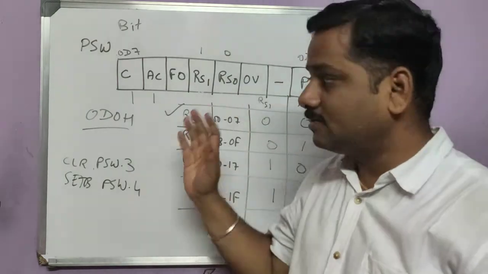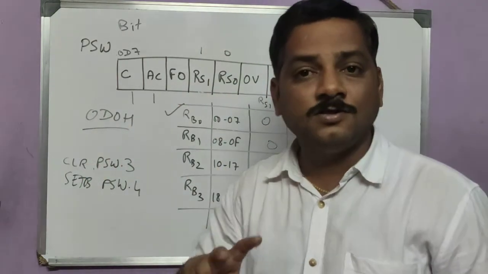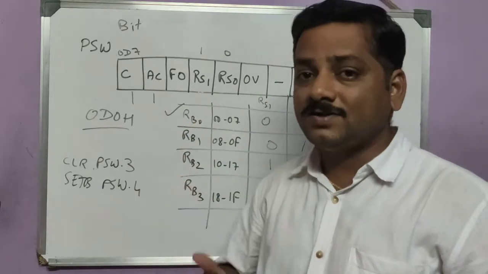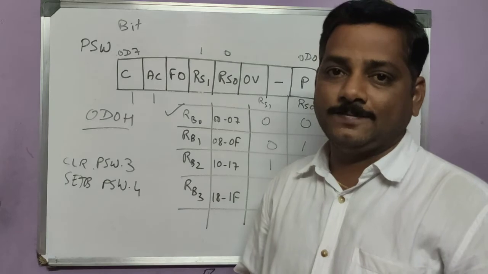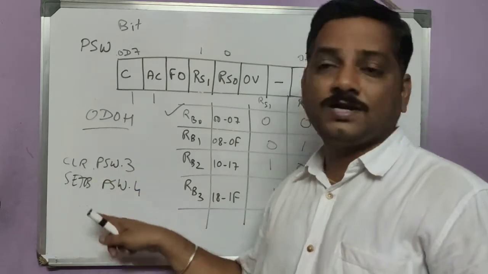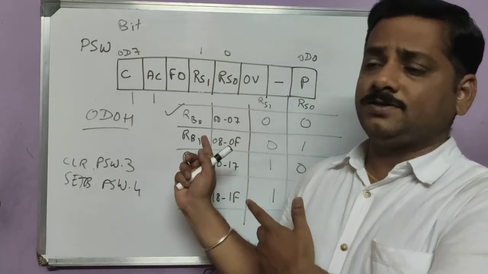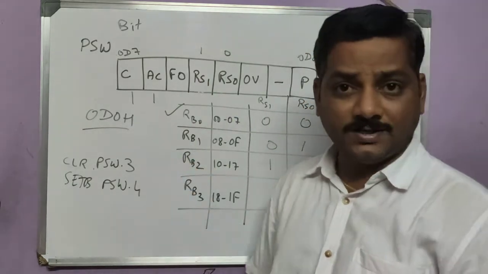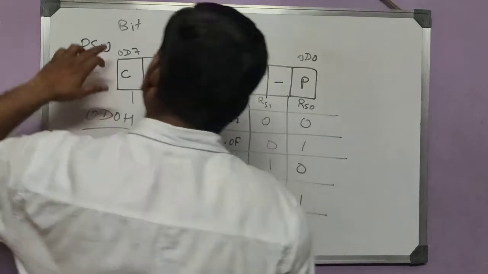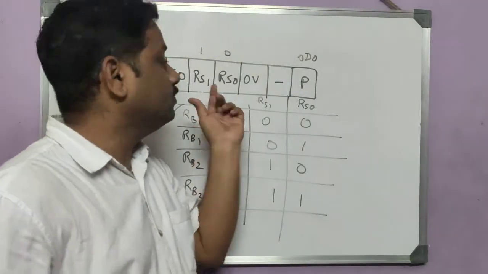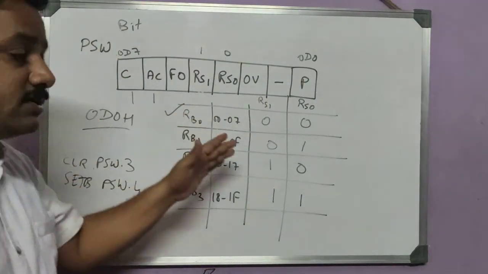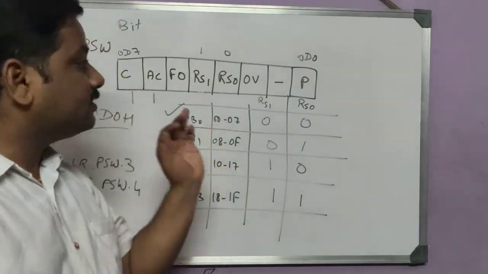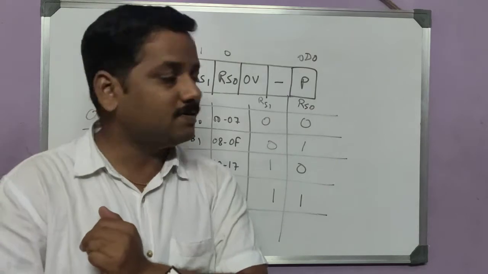By default, when you turn on the system, these two bits will be 0. So by default, always register bank 0 is selected. If you want to change, you can write these 2 lines as a program and it will be updated according to the data you have given there. Because of this bit addressable feature, I can change these 2 bits separately. If it was not bit addressable, I would have had to think about all the other bits too. That is the advantage of having a bit addressable option.